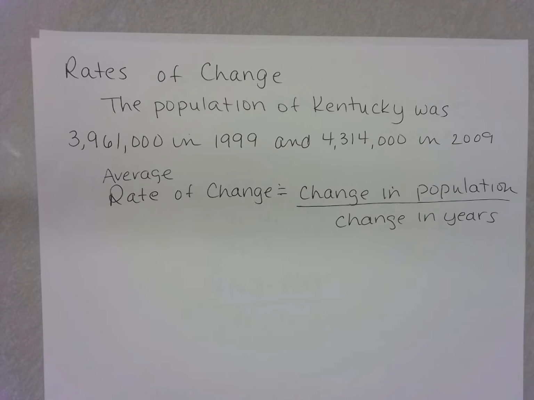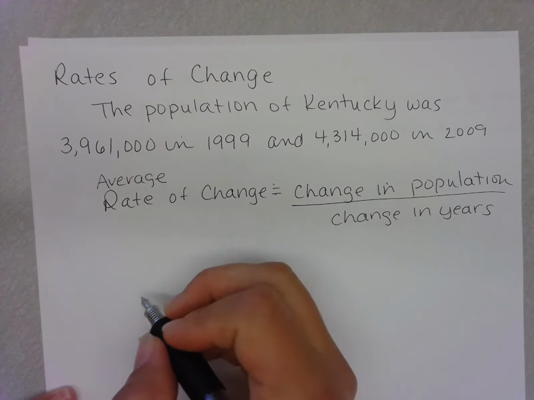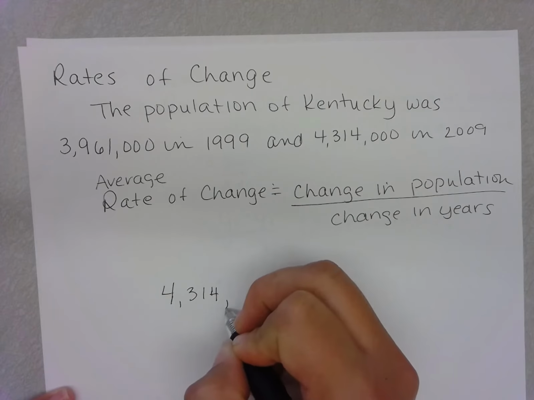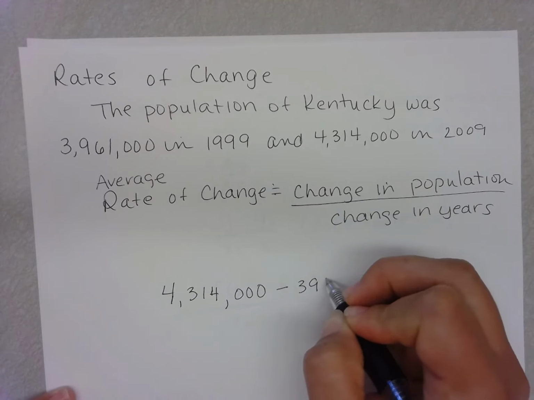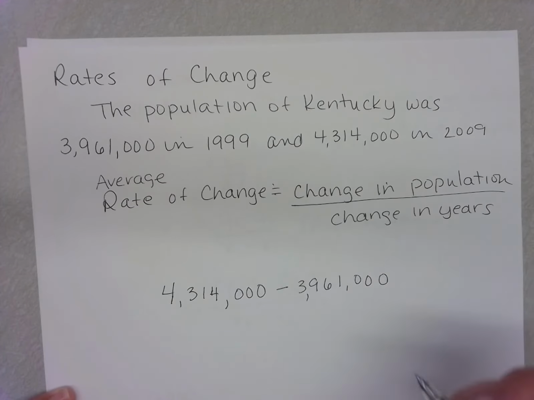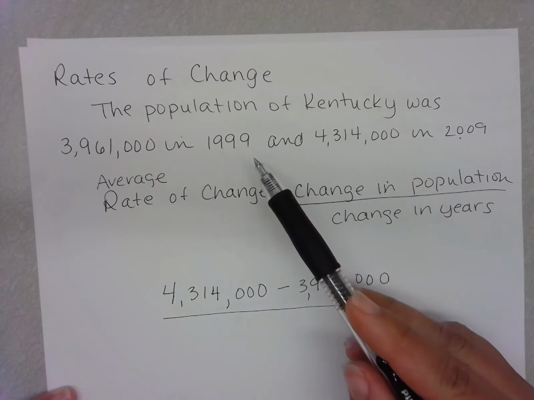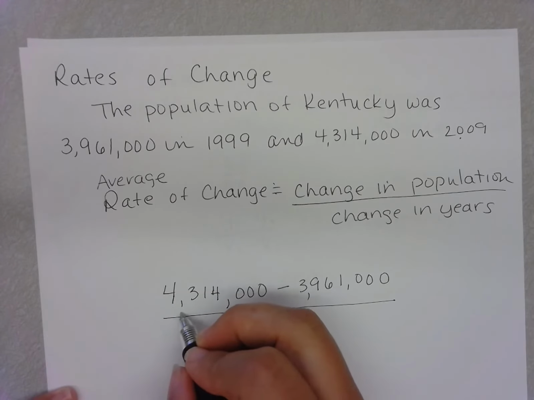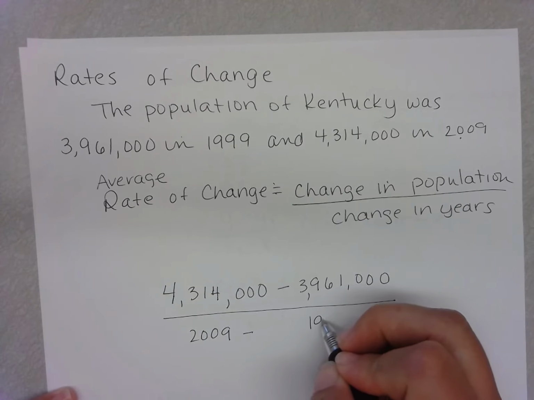change in years. So in that particular case, I need to pick one and go in the same direction. So if I change in population, I'll start with the bigger, the 4,314,000, and then I will subtract the 3,961,000, because that was the change. That's the difference in the population in 2009 compared to 1999, and over the change in years, the 4 million went with 2009, and this 3 million went with 1999.